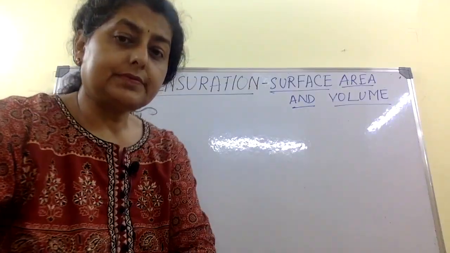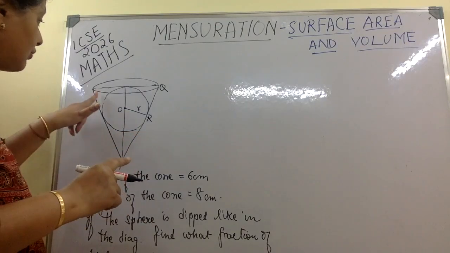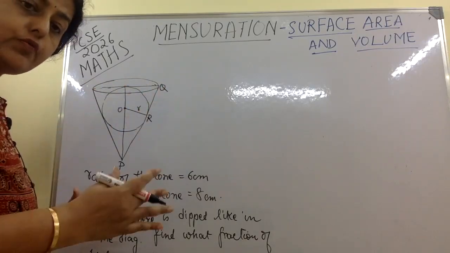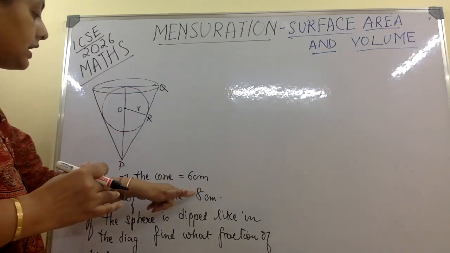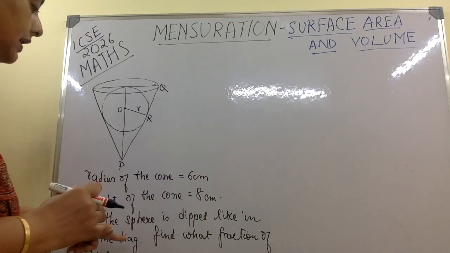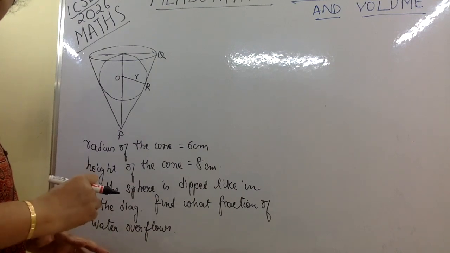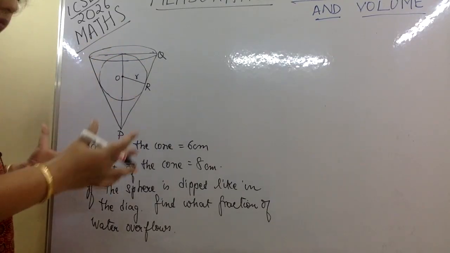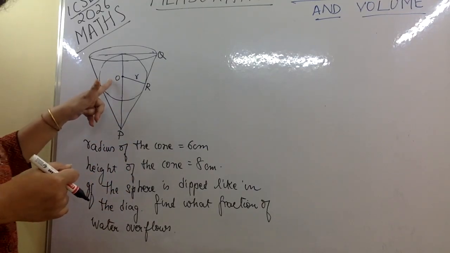Let's start quickly. Now here they have a cone and they have dipped a sphere in it. The cone had water in it. On dipping the sphere, some water overflowed. Radius of the cone is given as 6 and height of the cone is given as 8. They have asked: if the sphere is dipped like in the diagram, find what fraction of water overflows. So we have to find what fraction of the water in the cone, which was full, has overflowed because of this sphere.